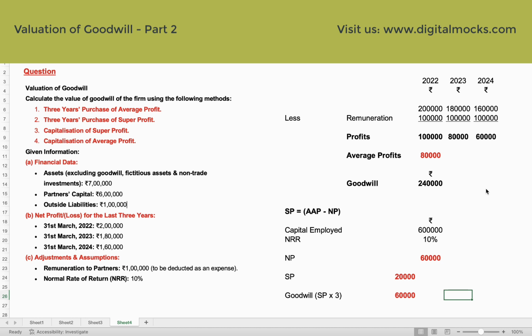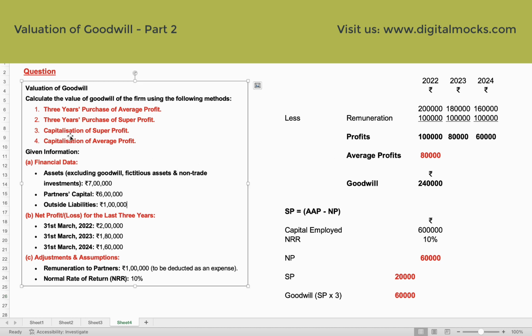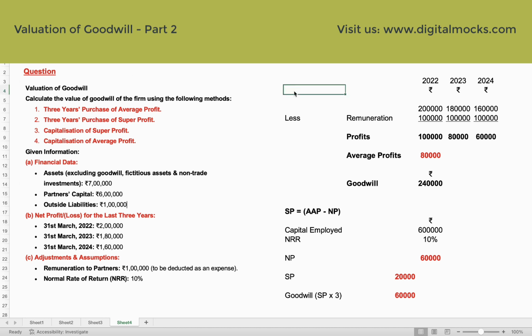So in this video, we will see the remaining two methods for the valuation of goodwill. In the previous video we saw the first two methods, and now in this video we are going to cover methods three and four. So let's start the video.